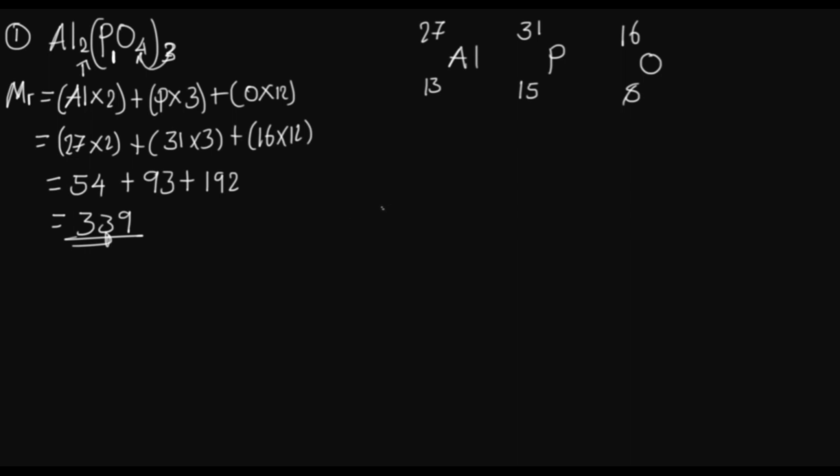Let's have another example. Let's say this time we are finding the mass for sodium chloride. For sodium chloride, the sodium has the mass number of 23, the atomic number of 11. Then chlorine has 35.5, then the atomic number of 17. So let's begin. From the compound, we have one atom of sodium and also one atom of chlorine. So the ratio is 1 to 1.